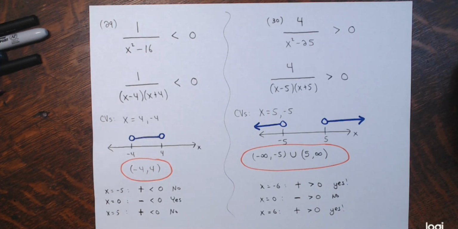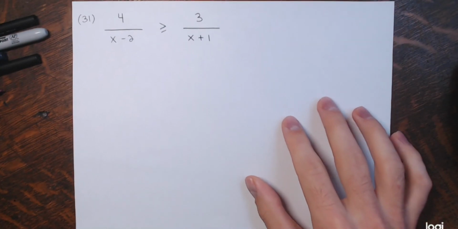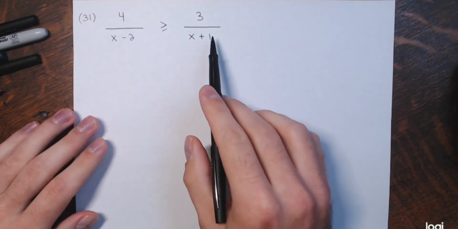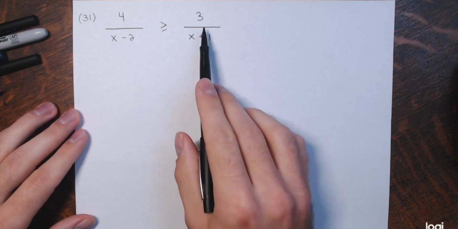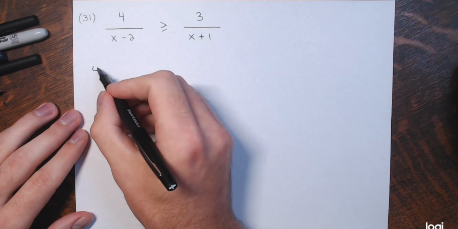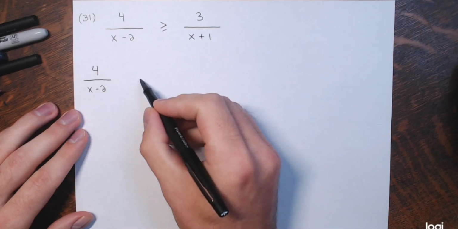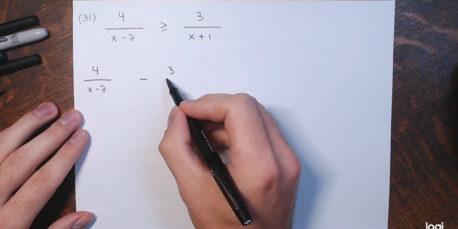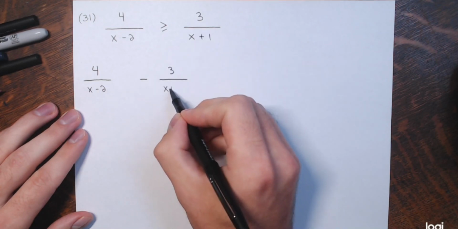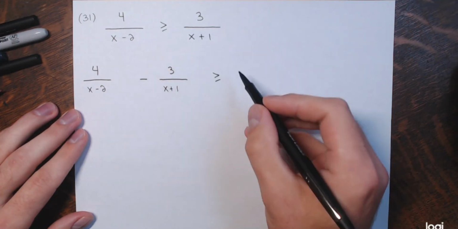Alright, and then the last couple is where I'm going to do some subtraction. Remember, I want 0 on one of the sides. So same deal here. I want to get 0 on one of the sides, so I'll just subtract one of the sides to the other side. So we have 4 over x minus 2, then minus this other fraction, 3 over x plus 1. And then that's greater than or equal to 0.